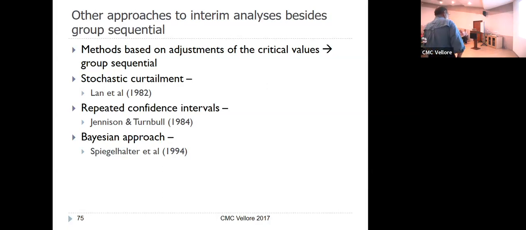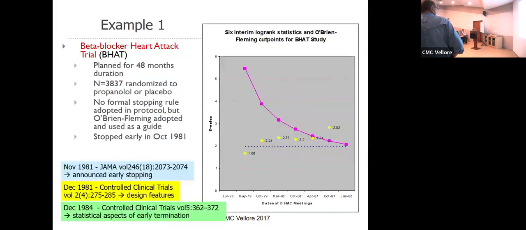So that's what Gordon Lan had proposed in 82. These people worked on confidence intervals as opposed to tests of hypothesis for that, in 84. These are two British statisticians. And the Bayesian approach was proposed in 1994. All of these things are available, but most of them have not been used. We've used this a little bit, but we also use the O'Brien-Fleming, and in fact, the modification of the Haybittle-Peto as well.